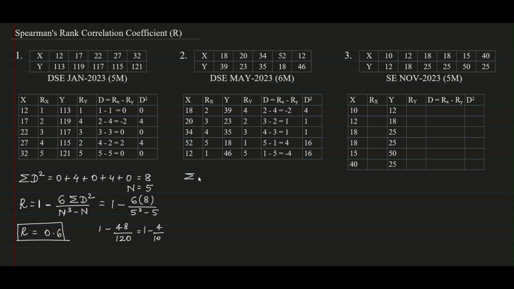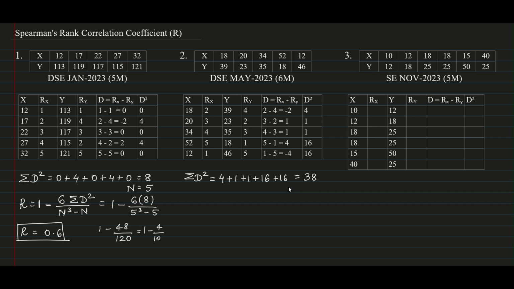Let's calculate the summation of the square of the differences. That is summation d square, 4 plus 1 plus 1 plus 16 plus 16, 16 plus 16, 32, plus 1, 33, 34, and 38.